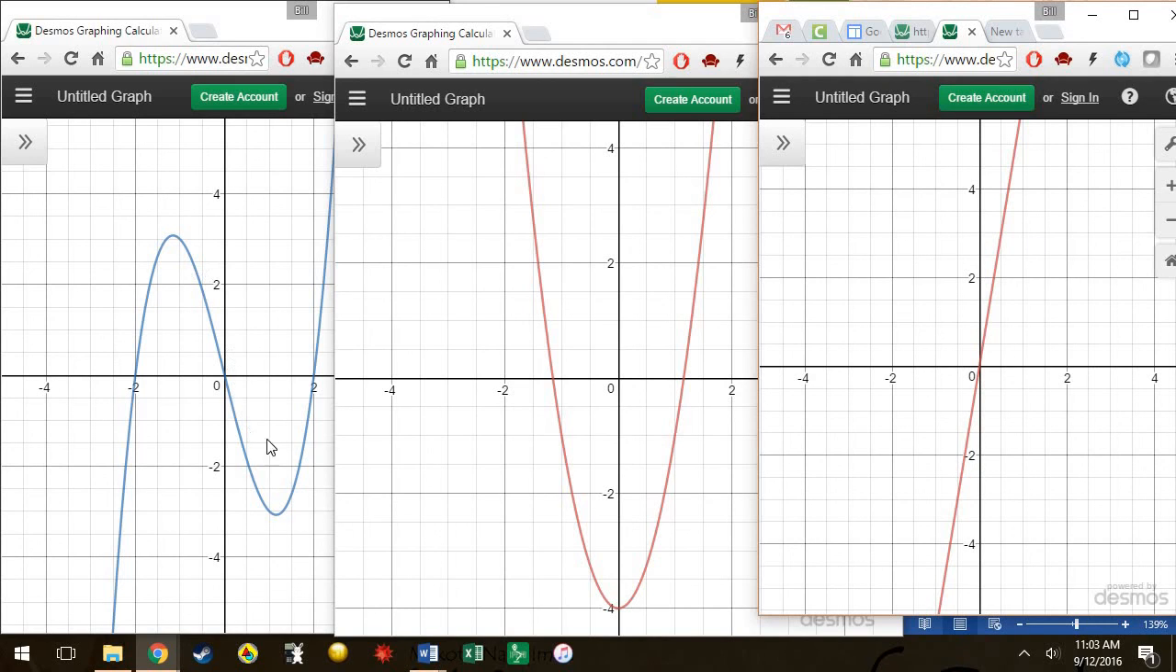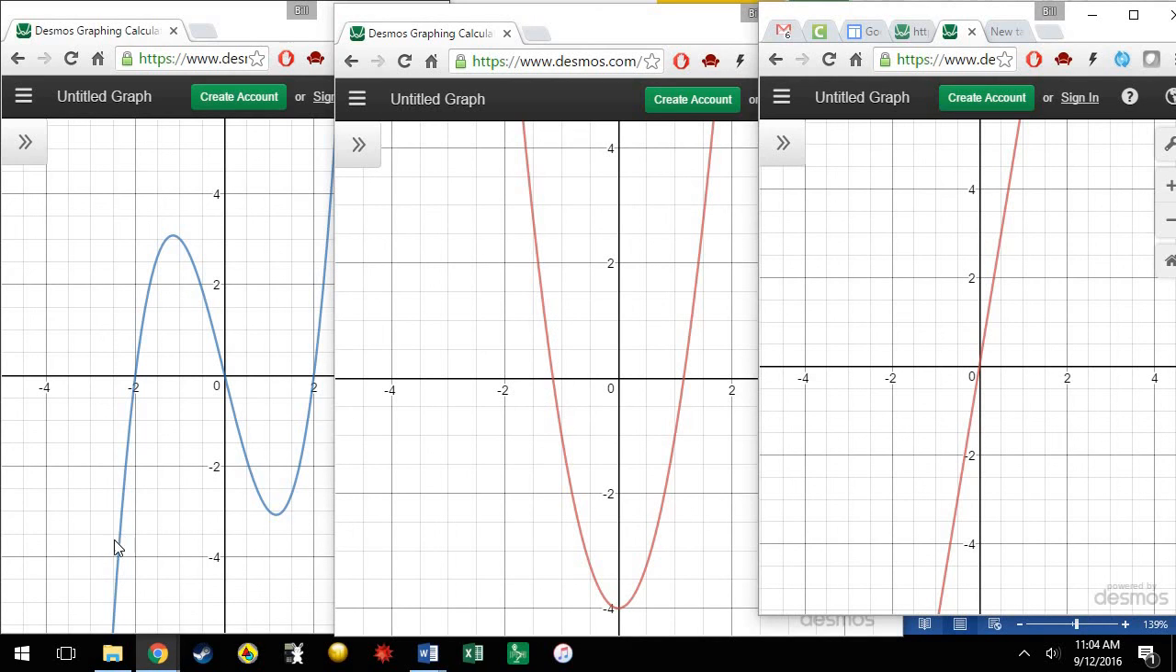So this is a cubic. It's a third degree polynomial. Its derivative is a second degree polynomial, a quadratic. And its second derivative goes down to a first degree polynomial. It's linear, it's a line. So here's this graph, and here's its derivative.